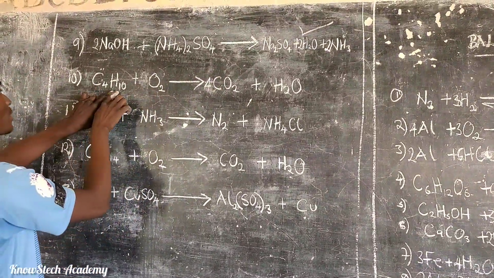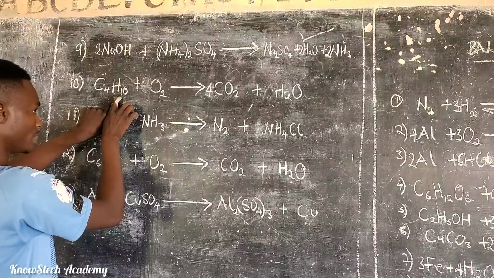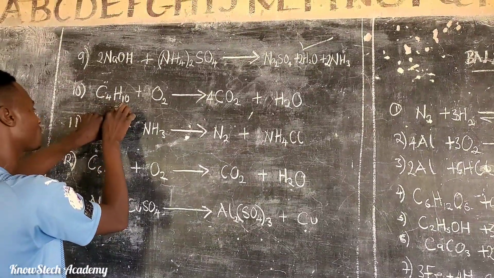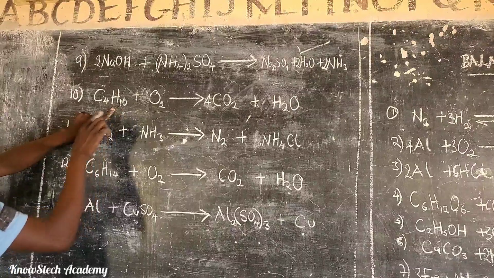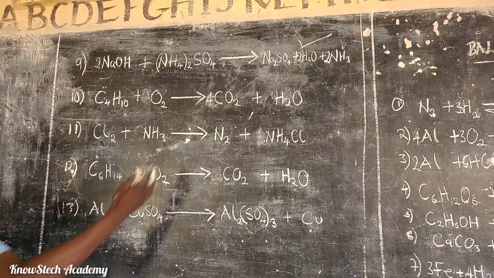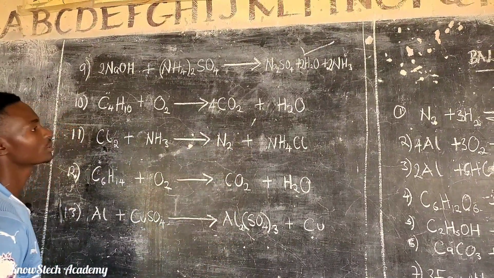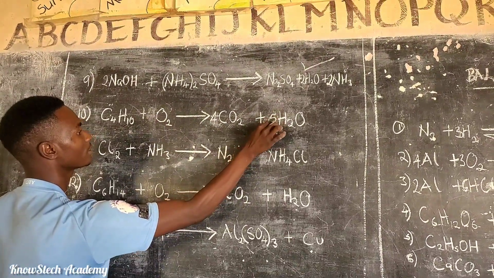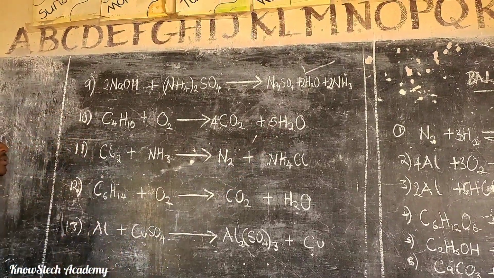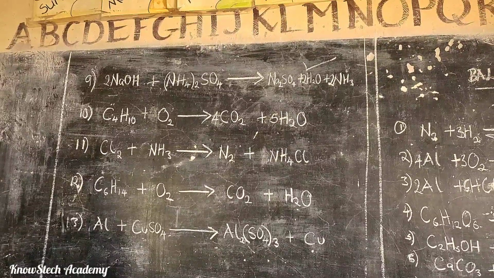The next is hydrogen. How many hydrogen atoms do we have on the reactant side? We have 10, right? Okay, we have 10. On the product side, what I'm going to put here is to make it 10. 5. Okay, put 5, it becomes 10. 5 times 2, 10.